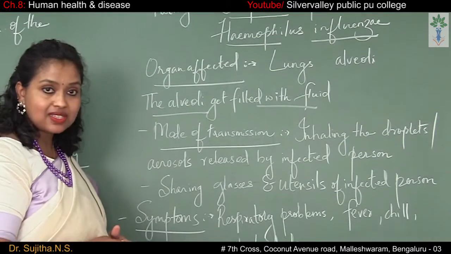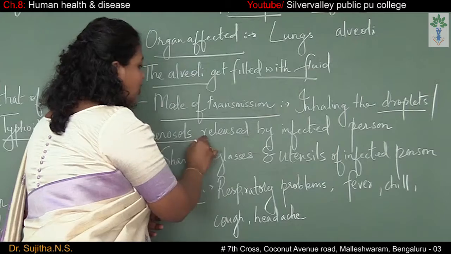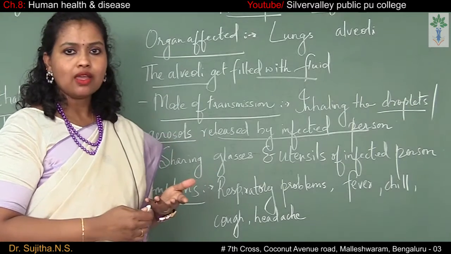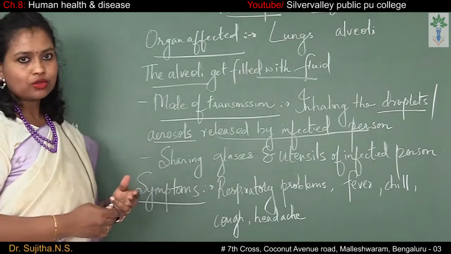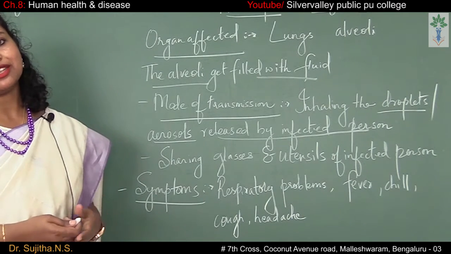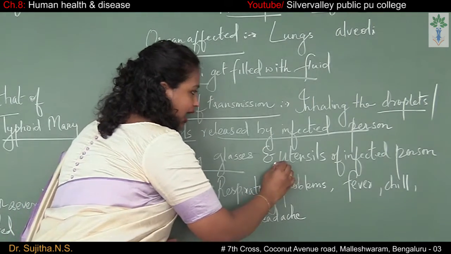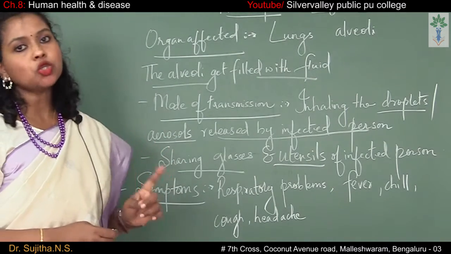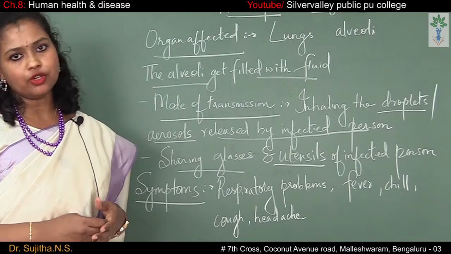The mode of transmission of this disease is when a healthy individual inhales the droplets or aerosols released by an infected person. When an infected person sneezes or talks, there will be minute drops of saliva or fine particles going out through his mouth. At that point, when a healthy individual inhales them, the healthy individual gets affected by this disease. Along with that, when there is sharing of glasses and utensils, a healthy individual also gets affected. So there should be no sharing of glasses, utensils, towels or any other personal belongings of the infected individual.